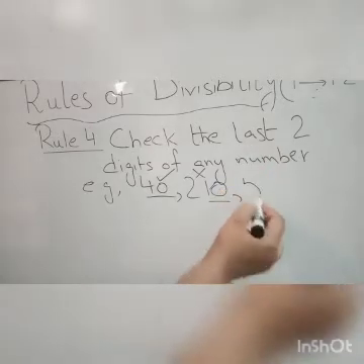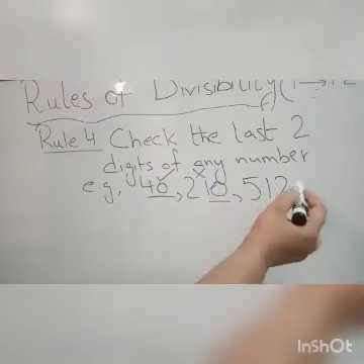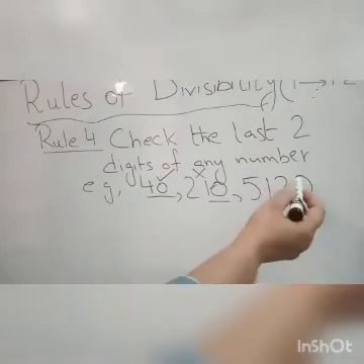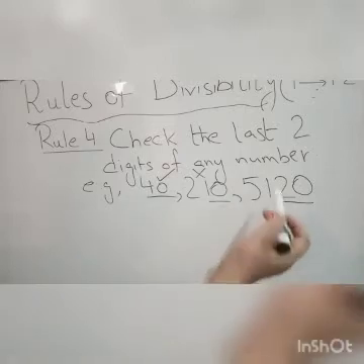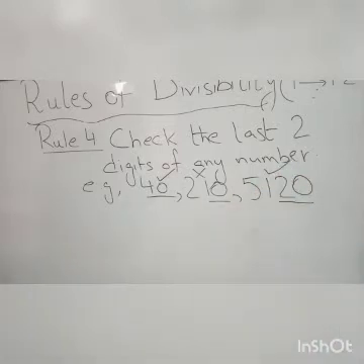Take a 4-digit number, 5120. Let's underline the last 2 digits, 20. 20 is the last two digits, so check it in the 4 times table. 4 fives are 20, so this whole number 5120 is divisible by 4. This is an easier way to identify the divisibility of 4.